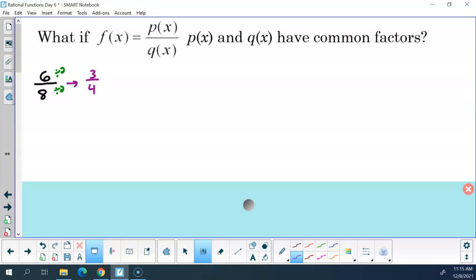Another way to think about that is that 6 is 2 times 3, and 8 is 2 times 4. And then what we did is we factored out, we crossed out those 2s, and we left it with 3/4. Right? Okay. Take it up to now. What if I have?